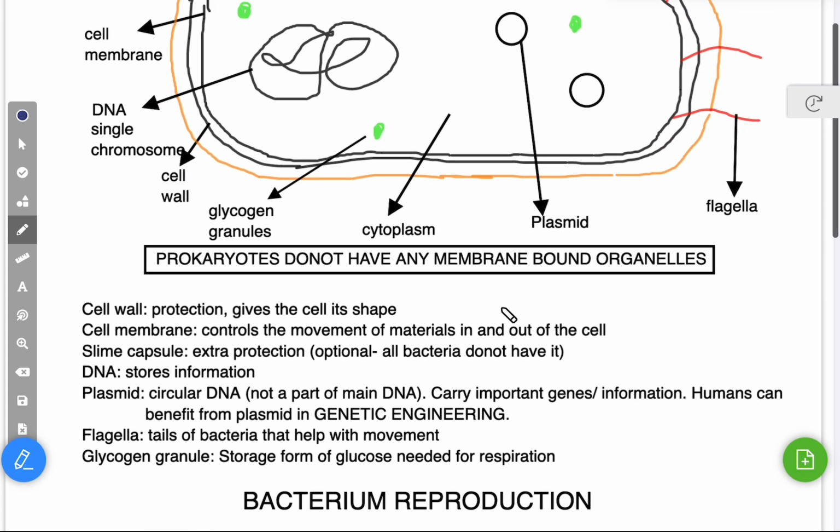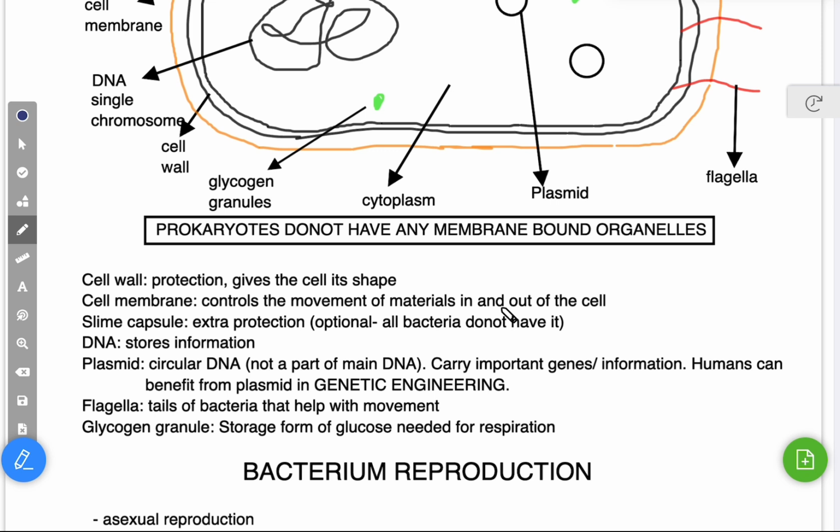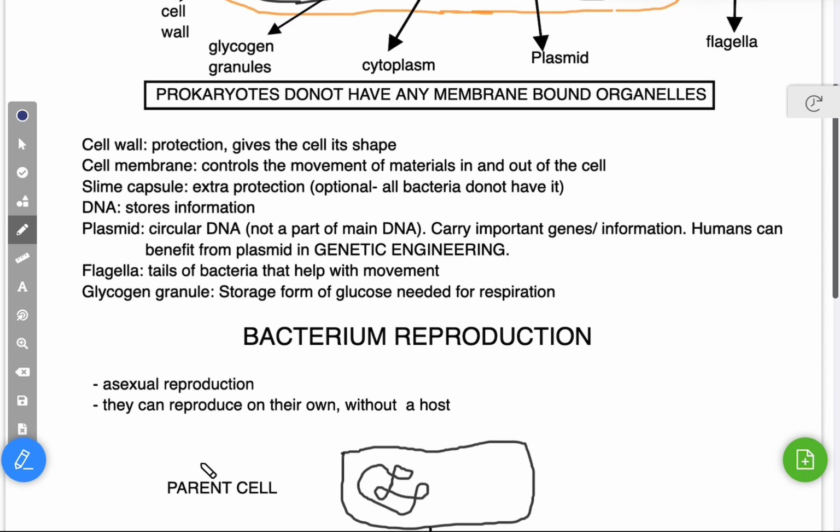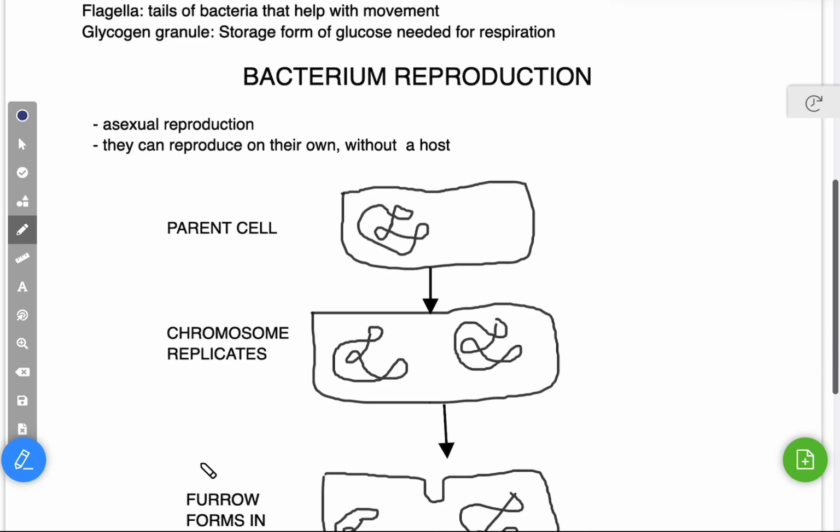And here we have all the functions written as well for each and every organelle that I just discussed. Also there's a glycogen granule which is responsible for formation of glucose whenever the bacteria needs energy. Okay, also bacteria, how they reproduce, it's also very important.